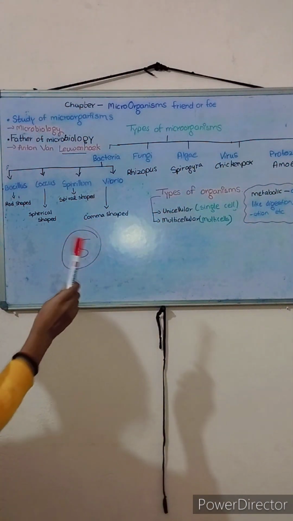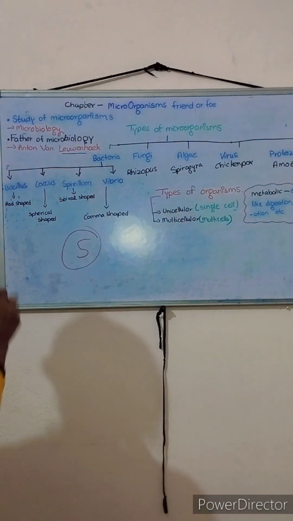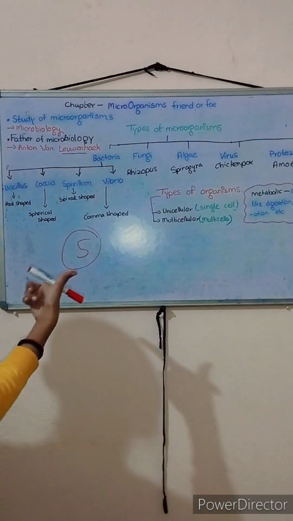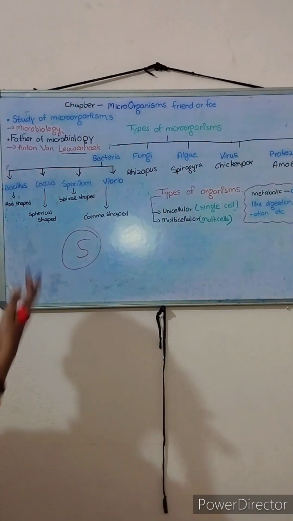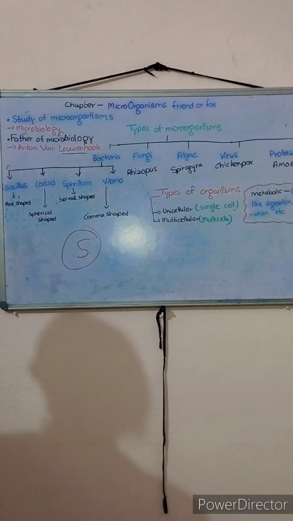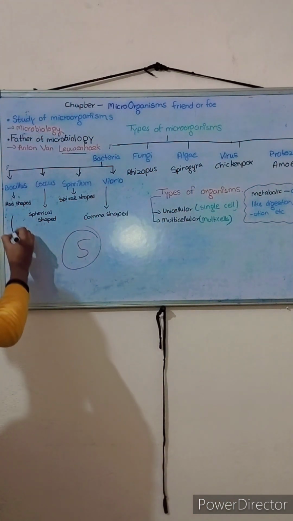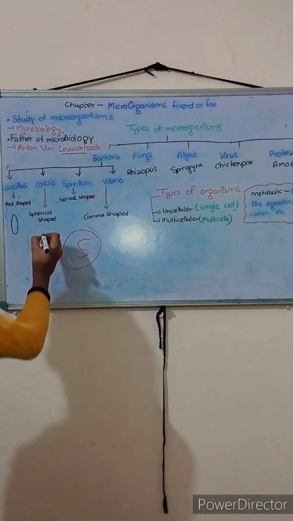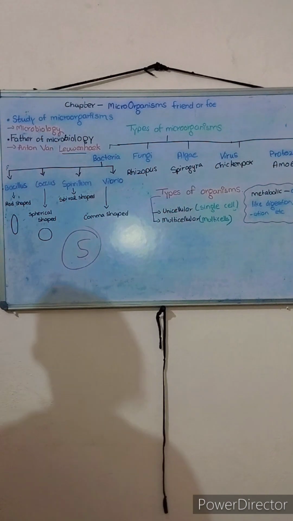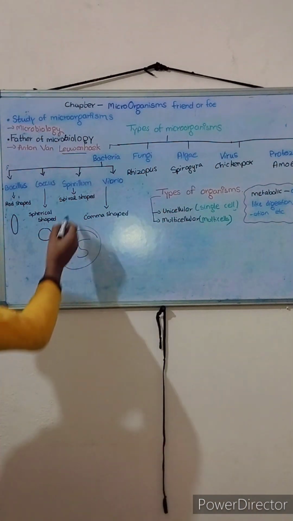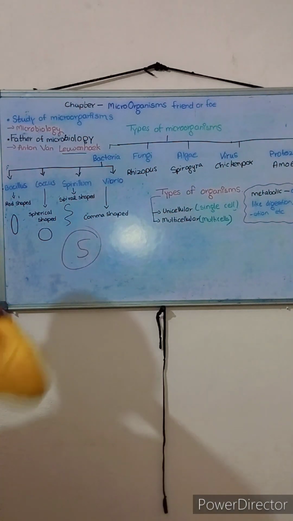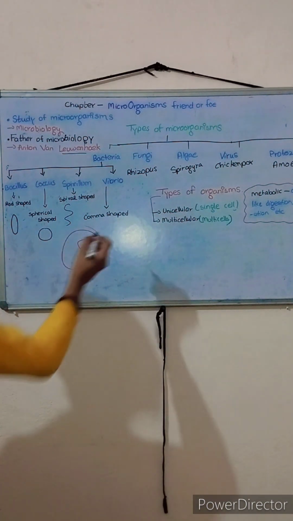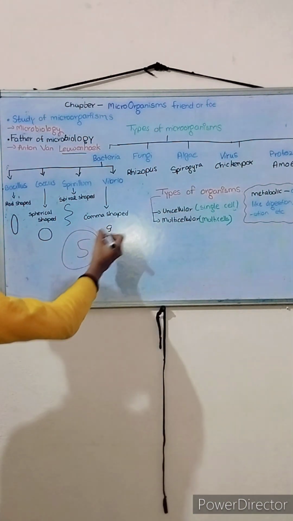In bacteria, again we get 4 types. On the basis of the name, we'll understand their shape. Rod-shaped bacteria: Bacillus. Bacillus is a rod-shaped bacteria, kind of like this. Spherical shaped bacteria, which is like a circle or a ball, is known as Coccus. Spirillum is a spiral shaped bacteria, like this. And lastly, we have Vibrio, which is comma shaped, like this kind of bacteria.